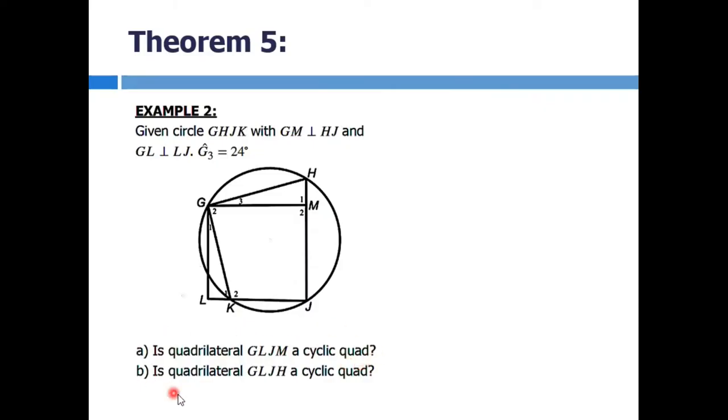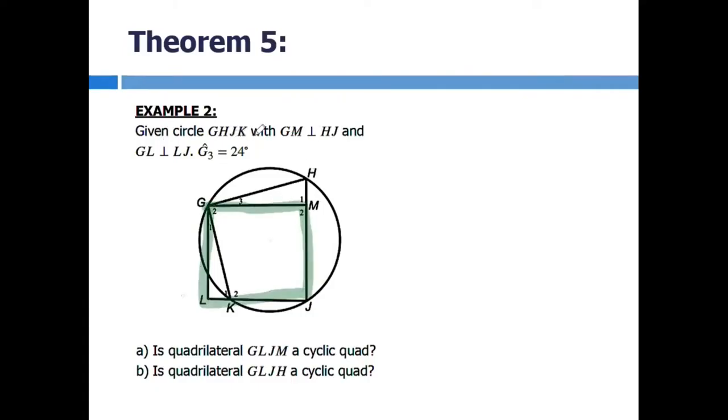Okay, so here they're just asking us, so I just want us to discuss it, and then we're going to take another short break to make sure that we all stay awake. Okay, is the quadrilateral a cyclic quad? Okay, so they've got GLJM. So let's ask with that one first. And you're going to tell me whether you think GLJM, they want to know if that's a cyclic quad. So let's see what they've told us.